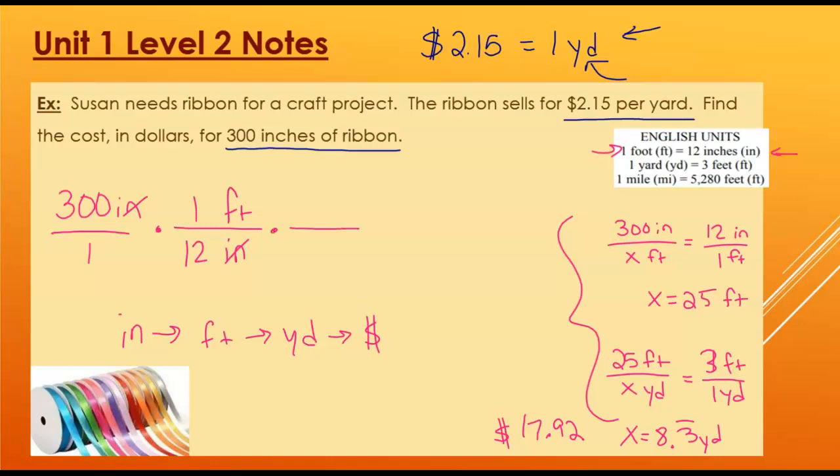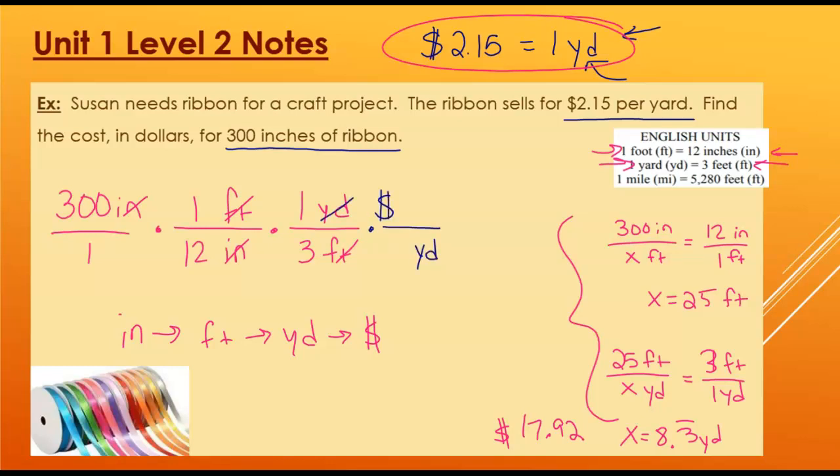Now I need to change my feet to become yards. And I have my feet on the bottom so they cancel. 3 feet is 1 yard. All right, well now I can use this ratio, $2.15 for every 1 yard, or 1 yard for $2.15. Well, I want the yards to cancel. I'm going to be left with money. And 1 yard, there's $2.15. All right, we're ready to multiply straight across.